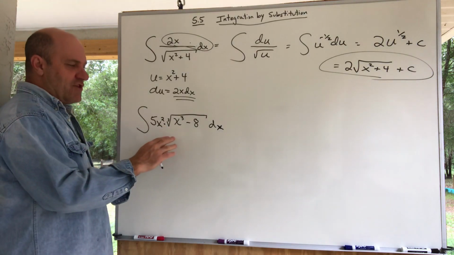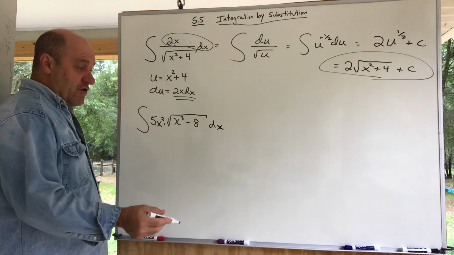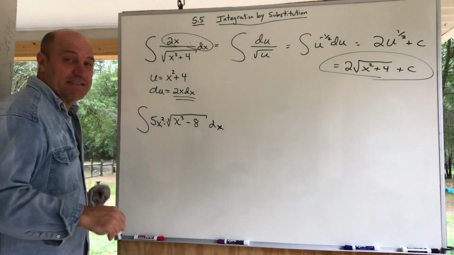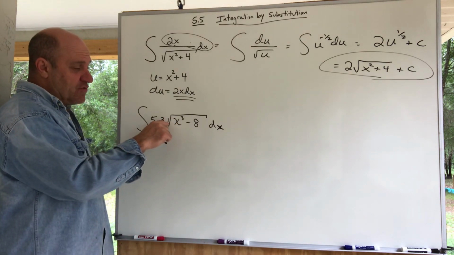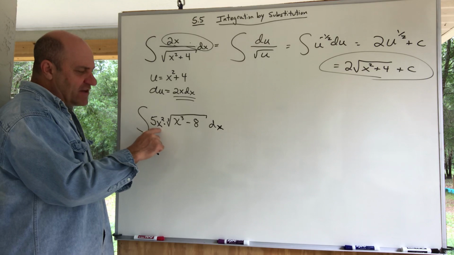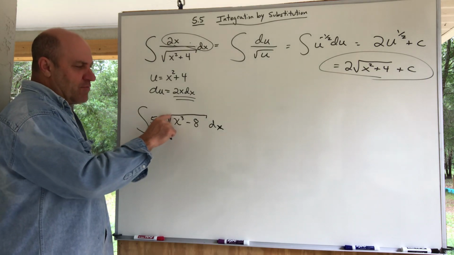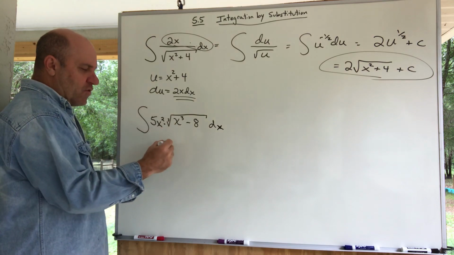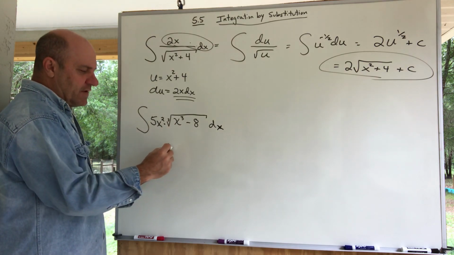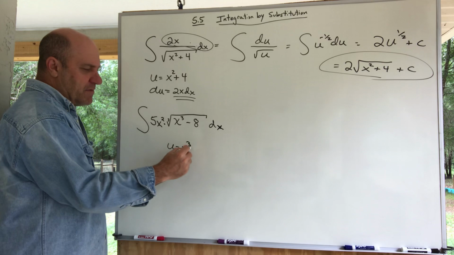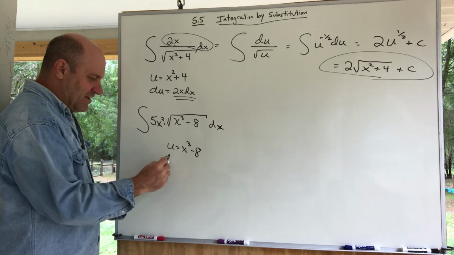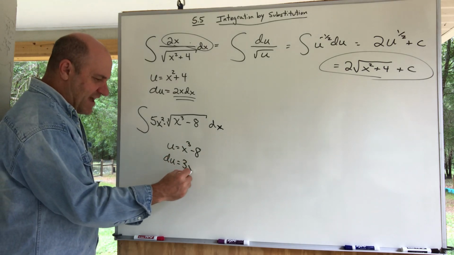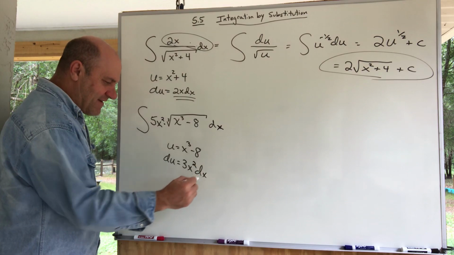What do you think you should have let u equal? I think you should let u equal the inside stuff. What's inside this cube root? By the way, that happens to be a 5x squared, and then the cube root of x cubed minus 8. So I want to let u equal what's inside the cube root. u equals x cubed minus 8. du is 3x squared.